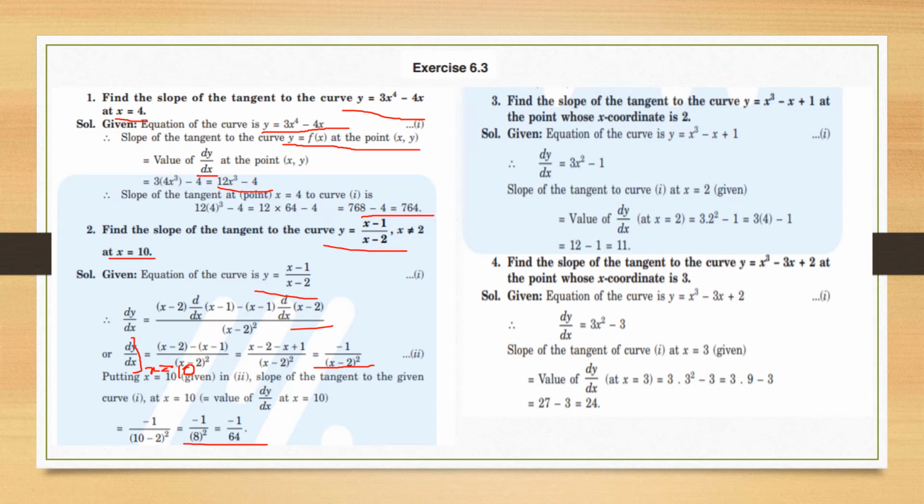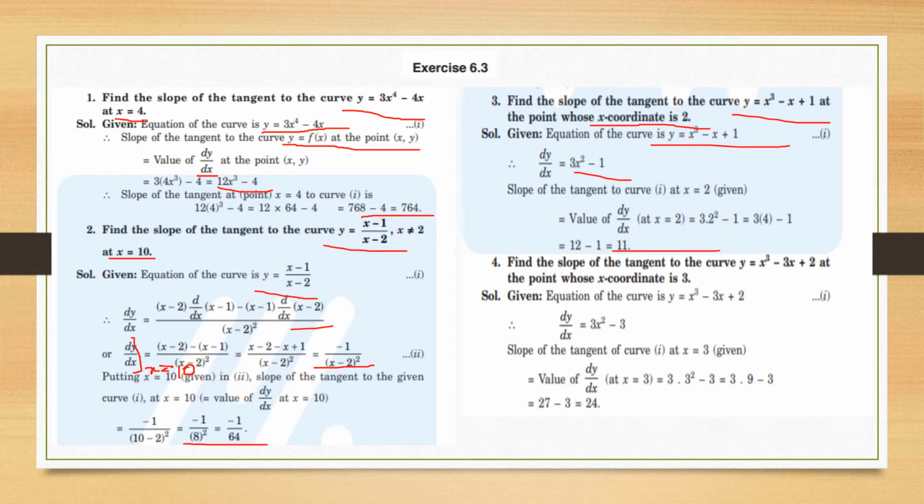Number 3 is find slope of tangent to the curve at the point whose x coordinate is 2. If you require y coordinate, you can get it by putting 2 here. Otherwise simply by putting the value of x, and it is again the value of derivative, that is slope of tangent to the curve is the value of the derivative at point x equal to 2. So this is the equation, this is the derivative, and slope of tangent at x equal to 2 is given by, so only x value is there, so it is 3 into 2 2s are 4, 3 4s are 12 minus 1, that is 11.